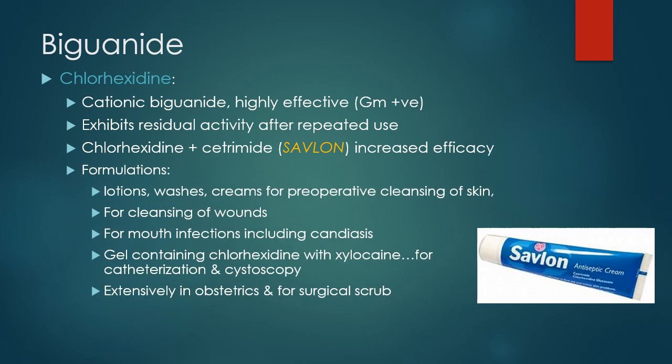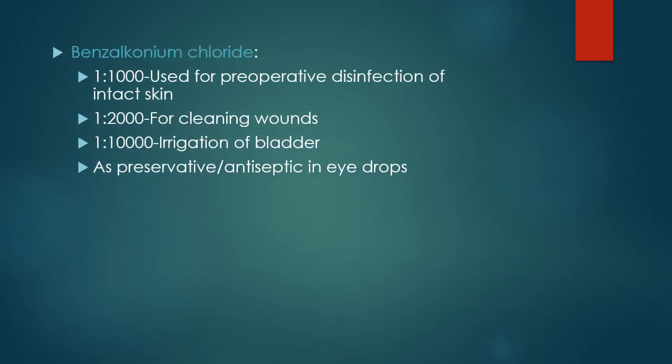Different formulations of chlorhexidine like lotion, washes, creams are used for pre-operative cleansing of skin and wounds. For opportunistic mouth infection like Candida, it is used to prevent. Gel containing chlorhexidine with xylocaine is used for catheterization and cystoscopy, and it is also extensively used in obstetrics and for surgical scrub. Next is benzalkonium chloride.